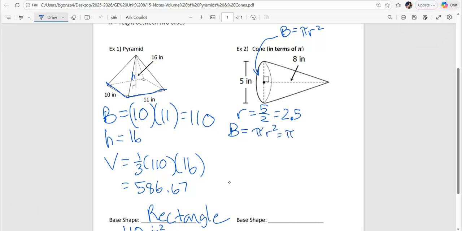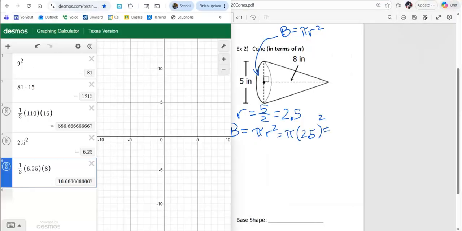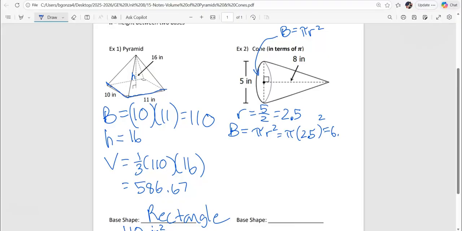And to get big B, we said you do pi r squared, which is pi 2.5 squared. Okay. Wow. What is pi 2.5 squared? Well, please remember, terms of pi means you do not type the pi. You just put 2.5 squared, and you get 6.25, and you have to put the pi symbol. If you don't type the pi, you must write the pi symbol.